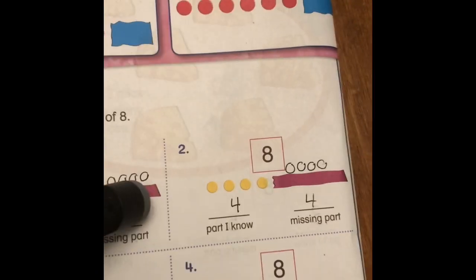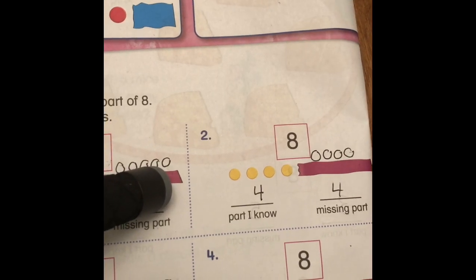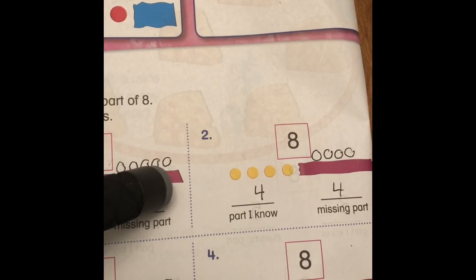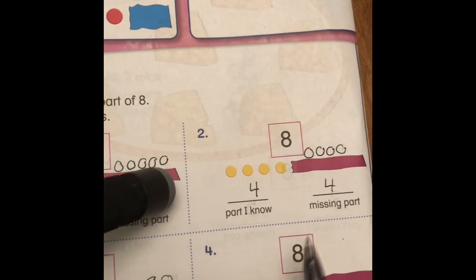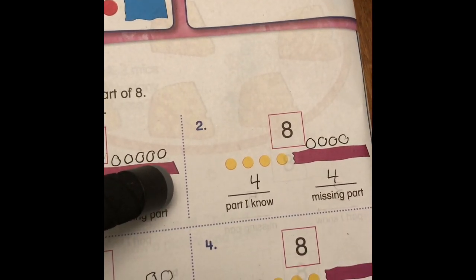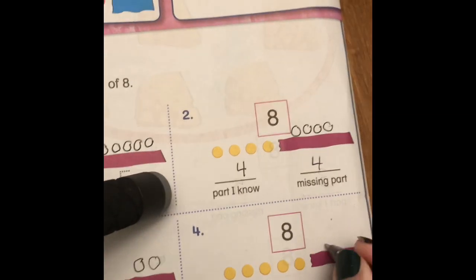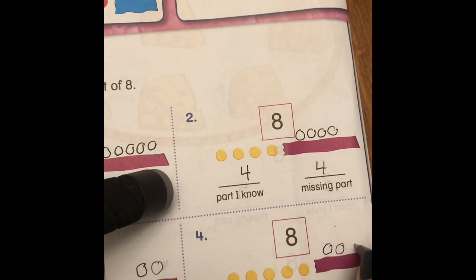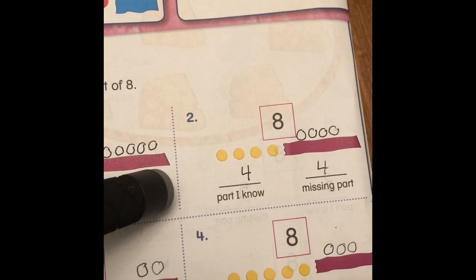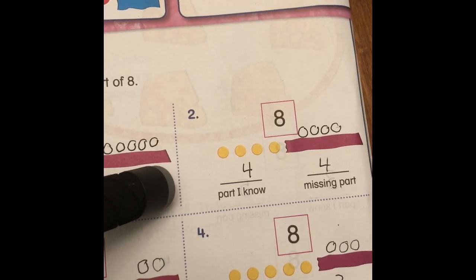Okay, last one. You know the drill now. Look at the part that you know. 1, 2. That's right, it's 5. Can you remember what goes with 5 to make 8? 3. Let's just make sure. 5, 6, 7, 8. The missing part is 3. All right, so let's move over to the independent practice.